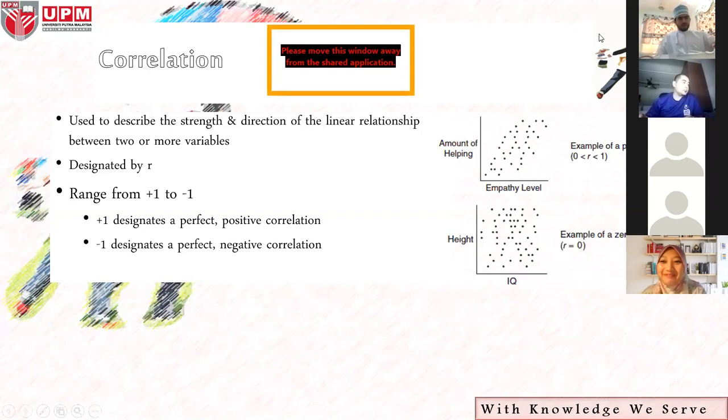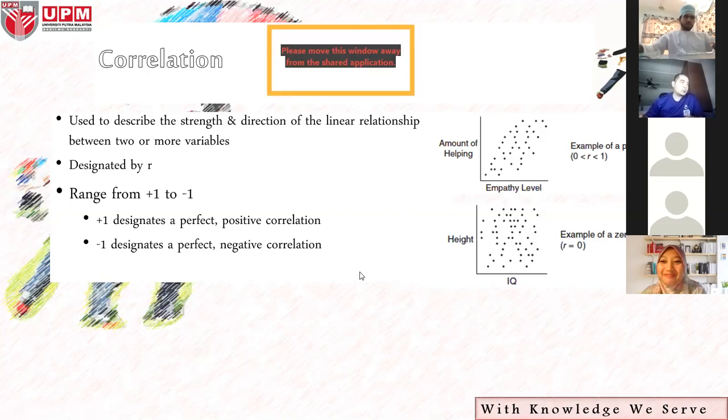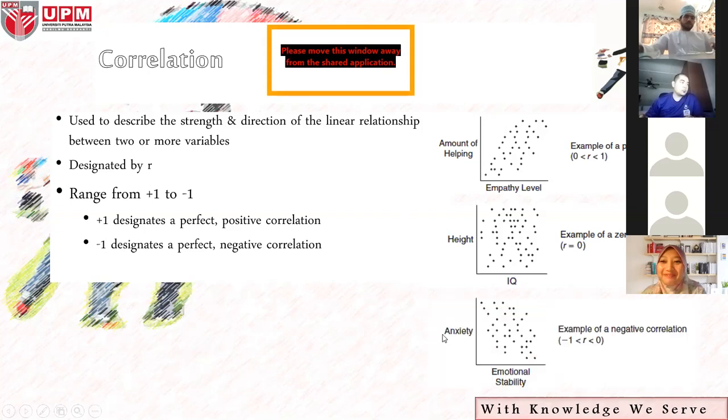This is the example based on the scatter plot. This is the example of zero correlation in which the dots are scattered everywhere. But if let's say the dots are scattered in a straight line, we can see that there is a relationship actually here, for the first scatter plot. Next, this one is negative, because the direction is downward.